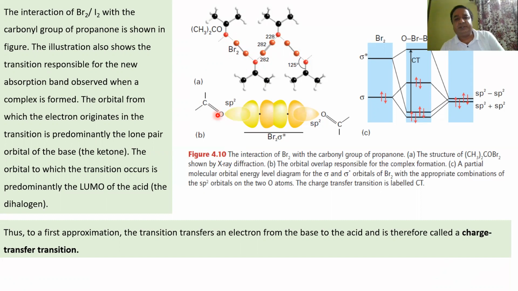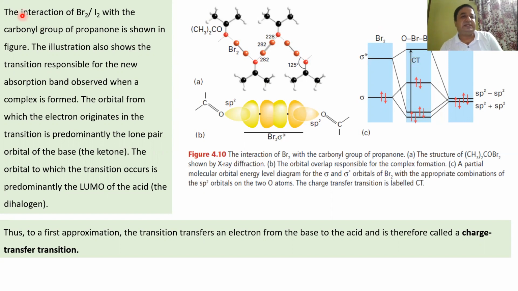So, this is the MO picture. The sp2 hybridized lone pairs are combining with the sigma star of the bromine. That means we can generate an MO something like this. As you can see, this is the sigma star for the iodine or bromine. This is sp2 plus sp2, sp2 minus sp2. So there are 4 electrons over here. These two are undergoing combination, and so there are a total of 6 electrons. Transition takes place from here to the top, and this is CT, meaning charge transfer.